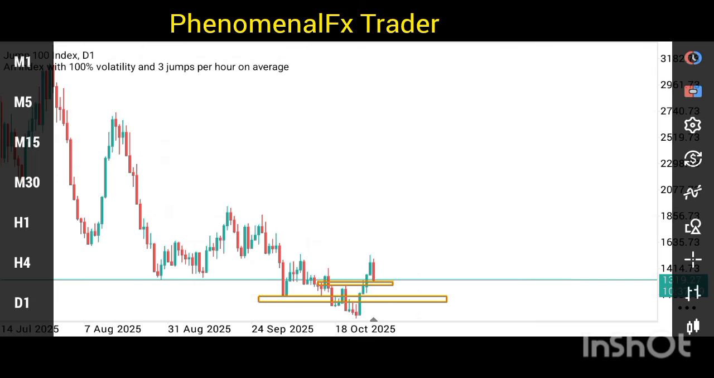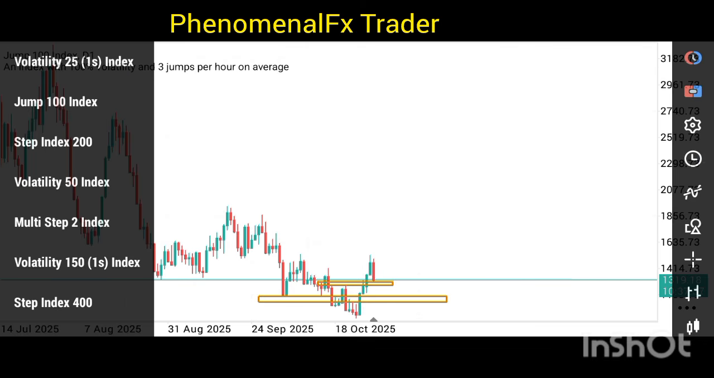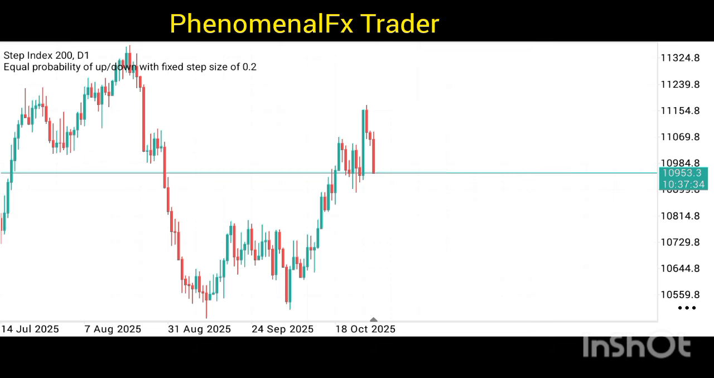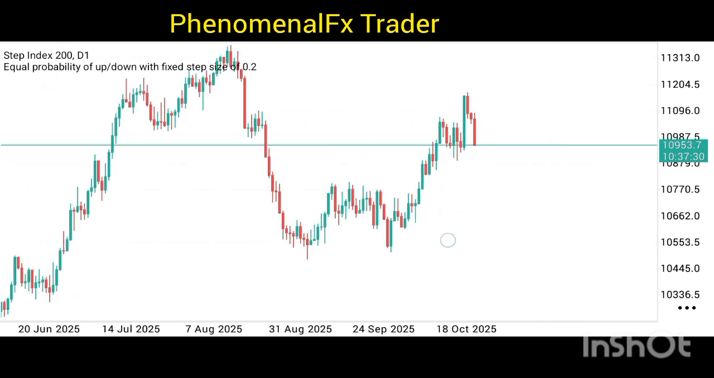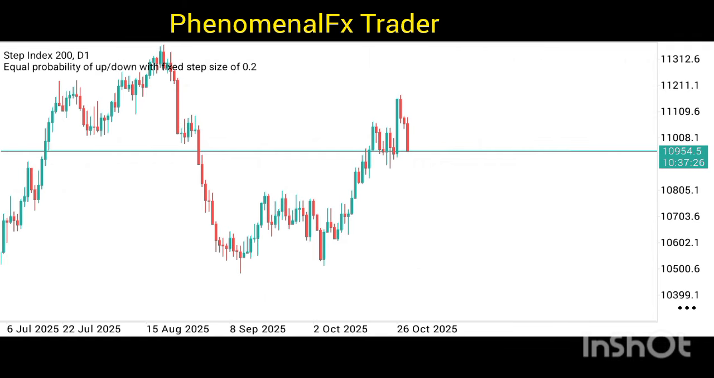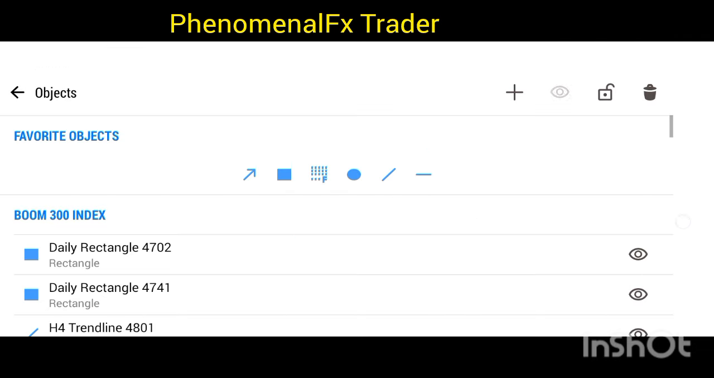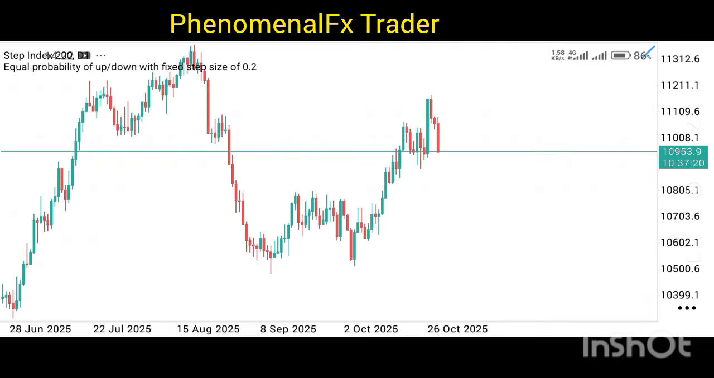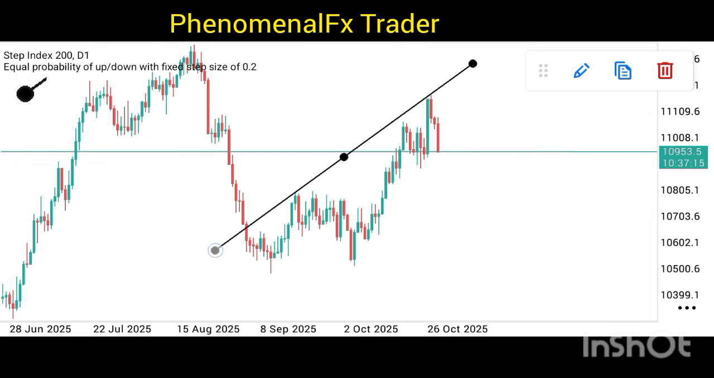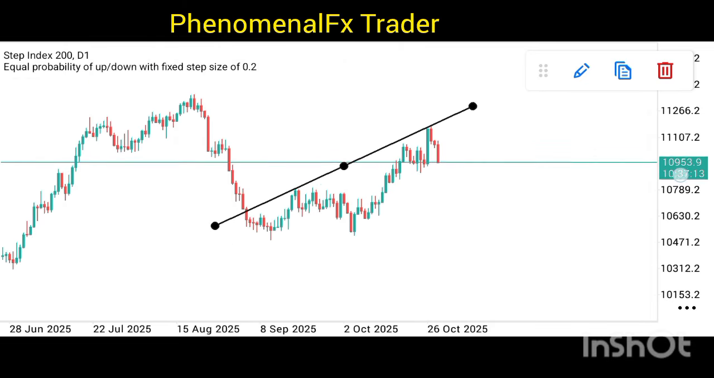The next pair we're going to be looking at is which pair? That's Step 200 Index. All right, Step 200 Index is looking very good and looks like it's going to be giving some nice profits anytime soon. All right, so right here on this time frame, what we can see looks like a kind of corrective move. Okay, looks like a corrective move on this daily time frame.